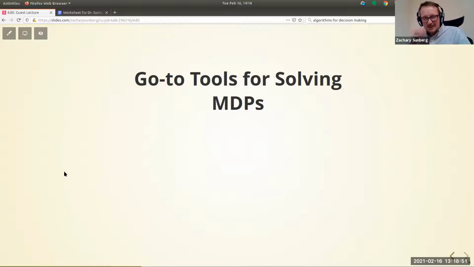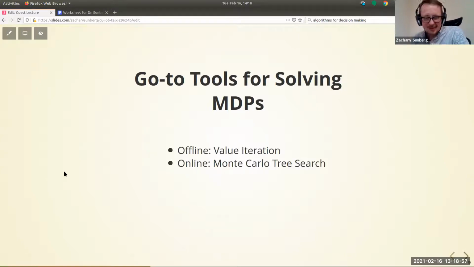So now I'll talk about our go-to tools for solving MDPs. So these are fully observable problems. Offline, we have an algorithm called value iteration that I'll cover on the next slide. And then online, we have Monte Carlo tree search. Monte Carlo tree search is a particular kind of tree search that is not always the best, but it's my go-to tool for this.